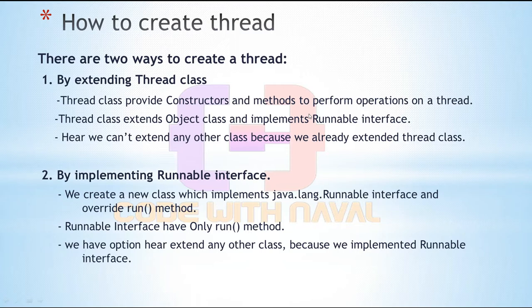Okay. Then the second one is by implementing the Runnable interface. We create a new class which implements the Runnable interface and overrides the run method. When we implement the Runnable interface, we have to override the run method. The Runnable interface has only the run method. We have the option to extend any other class because we implemented the Runnable interface. We can implement multiple interfaces, but we can't extend multiple classes.